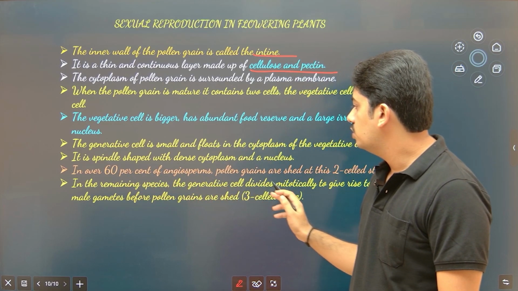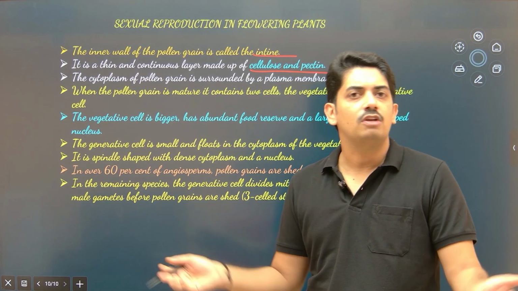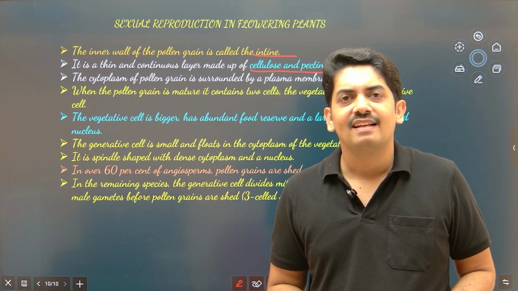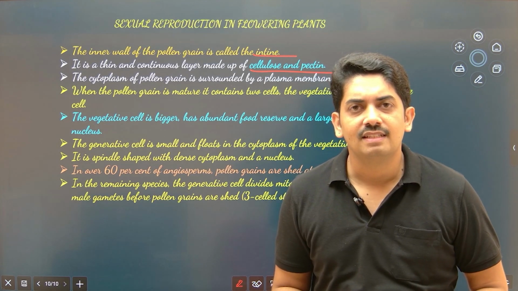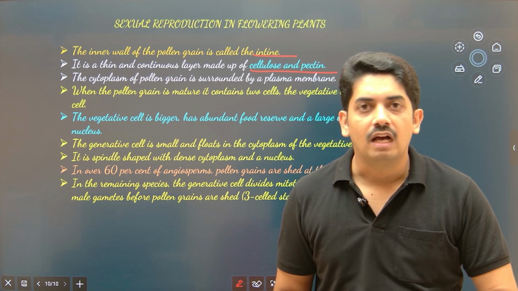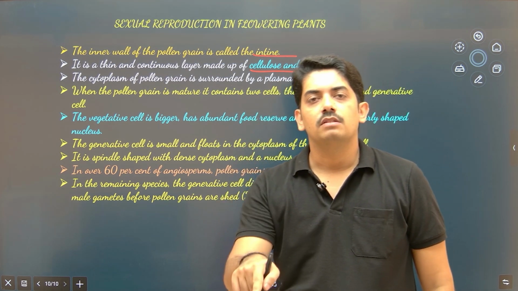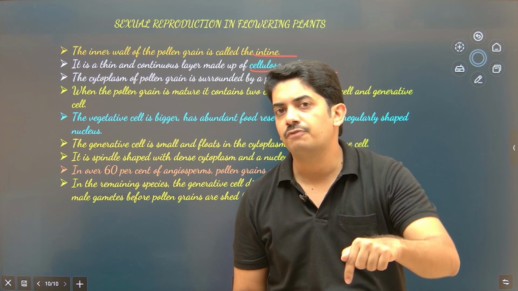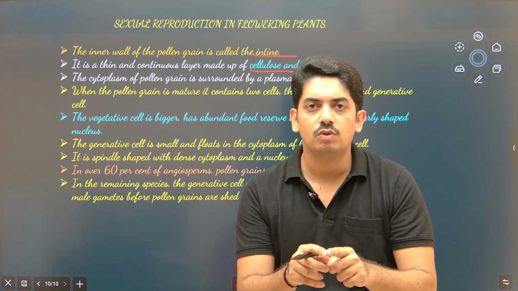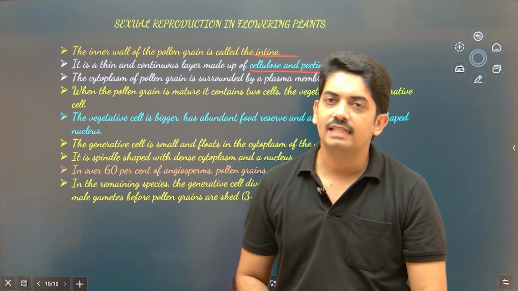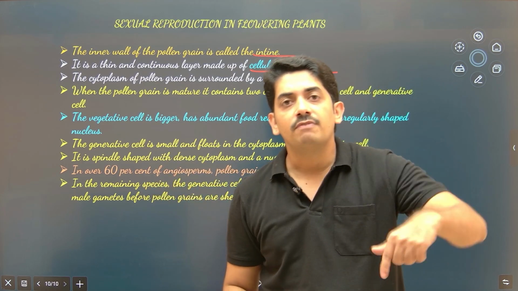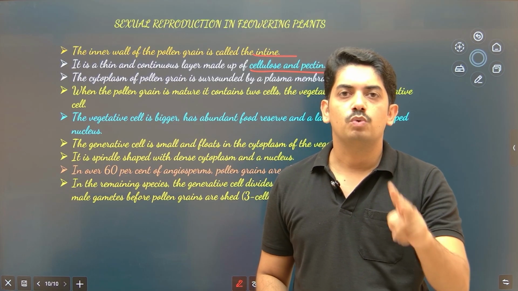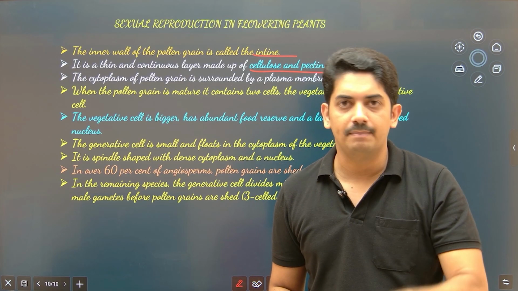In over 60% of angiosperms, pollen grains are shed at the 2-cell stage. That means the remaining 40% of the plants shed their pollen grains at the 3-cell stage. Why is this mechanism there? What happens in the 60% of plants? Do they produce 2 male gametes? Of course, yes. When the generative cell floats in the pollen tube and travels half of the distance, this generative cell again undergoes mitosis and produces 2 generative cells. Otherwise, in the remaining 40% of plants, even before pollen grains are released, they become 3-celled pollen grains, which contain 2 generative cells, which are nothing but the 2 male gametes.